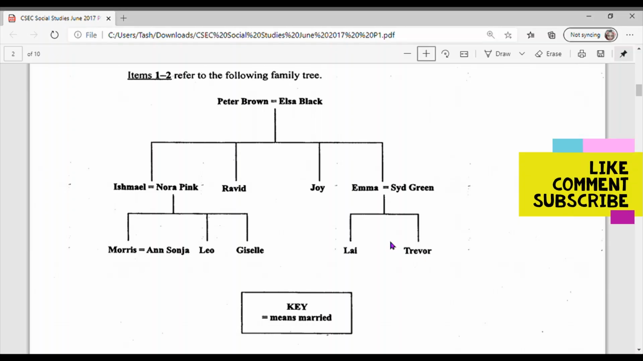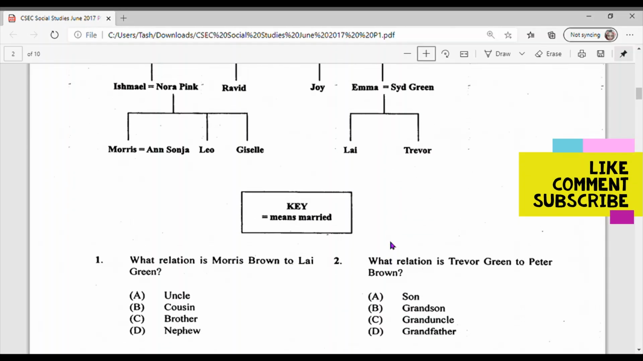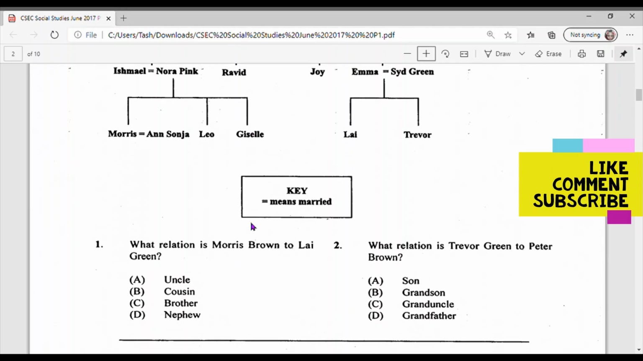So here are the questions. What relation is Morris Brown to Lai Green? We have Morris Brown here, who is the son of Ishmael, and Lai Green over here, who is the daughter, I'm assuming, of Emma. So these two are sisters and brothers, and their children would be cousins. So for number 1, the answer would have been letter B.